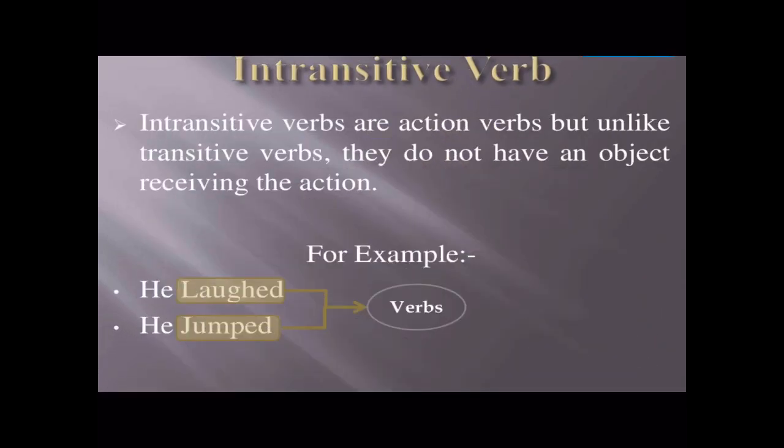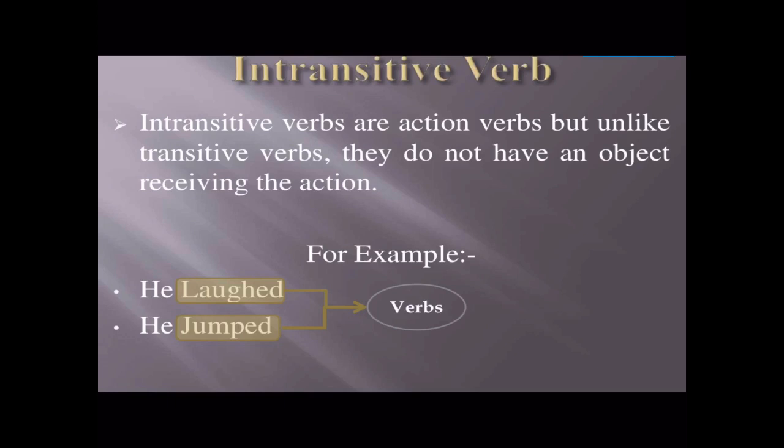Intransitive verbs. Different from transitive verbs, intransitive verbs do not have an object that receives the action. So we have two examples. He laughed. What he laughed? We don't have an answer for it because we don't have an object. So that means that it's intransitive. He jumped. What he jumped? Well, we don't have an answer also. So it means that they are intransitive.